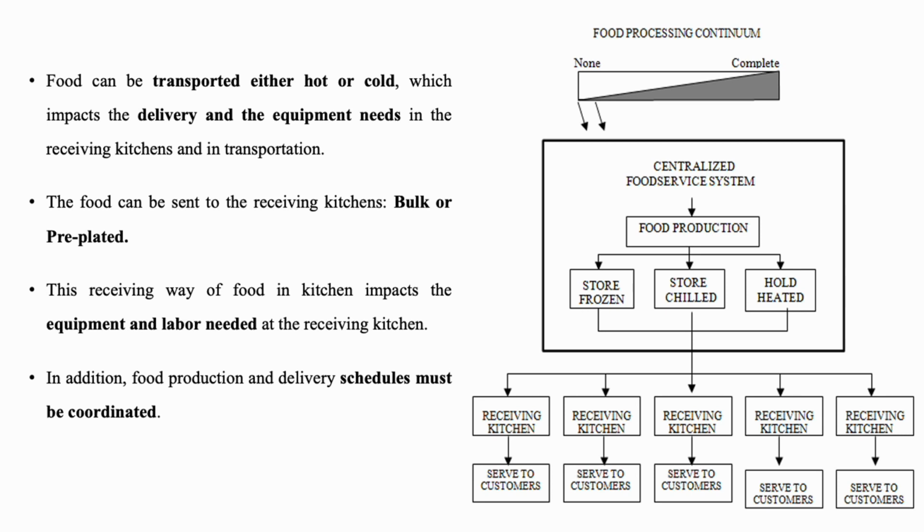A simple chart of the centralized food production system clarifies how the work is carried out in the centralized food production system. Here, we can see the food production happens in a central kitchen, and then it is either stored frozen, stored chilled, or held heated, especially in chafing dishes. And then finally, it is delivered to the receiving kitchen from where it is served to the customers.